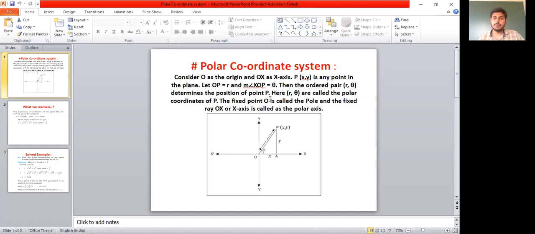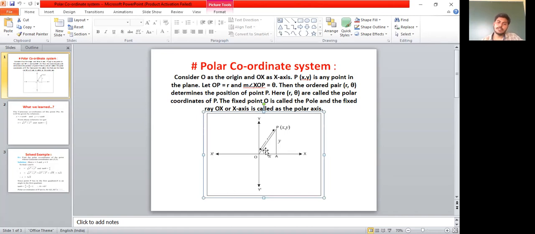The fixed point O is called the pole and the fixed ray OX, or x-axis, is called the polar axis. So now consider this figure. Okay, this is the xy plane. Now we have taken this point P here with coordinates x comma y. Now this ray OA makes angle theta with the positive x-axis.